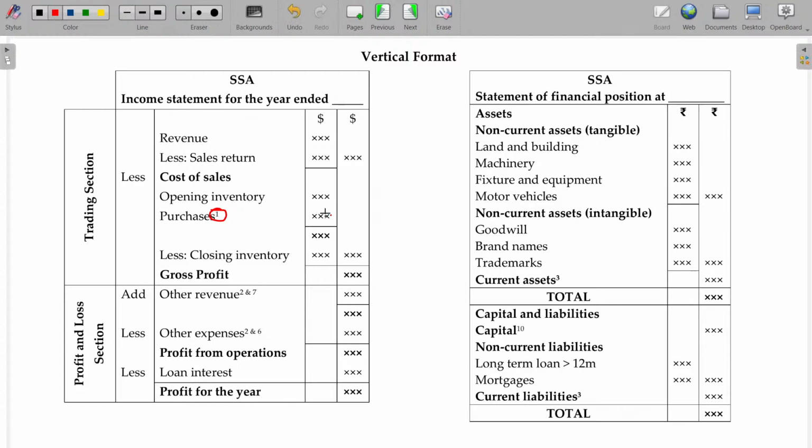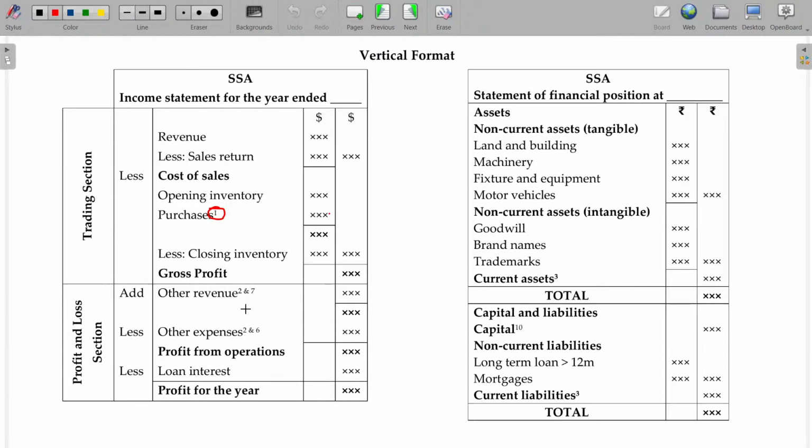Like this, each and every aspect is going to be covered. I hope now you will be clear with these purchases. How can we calculate the purchases? If you are clear, let me know.